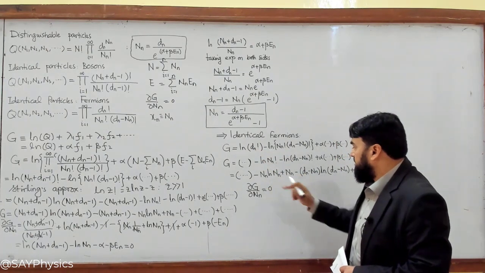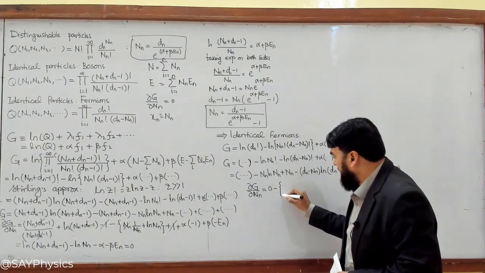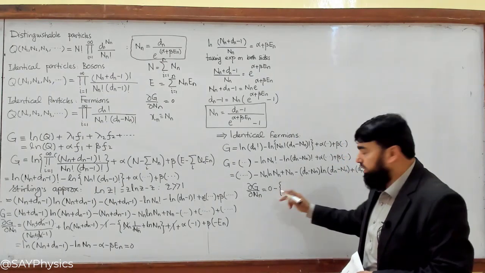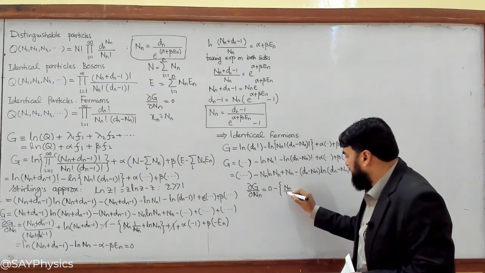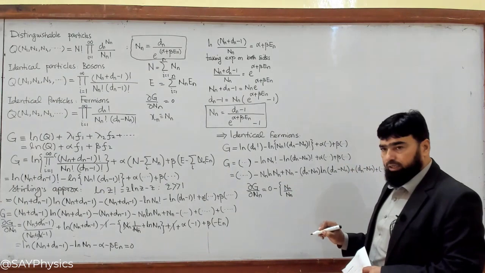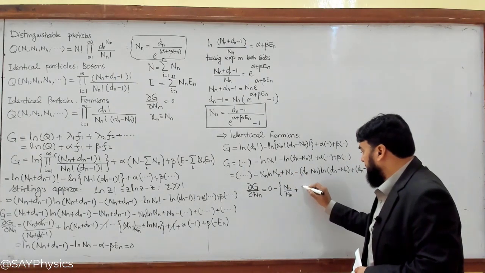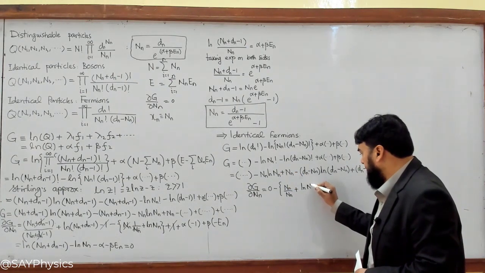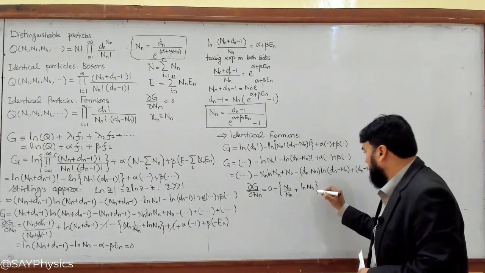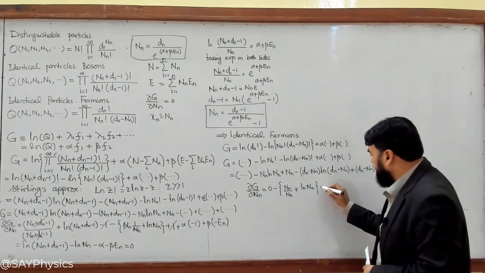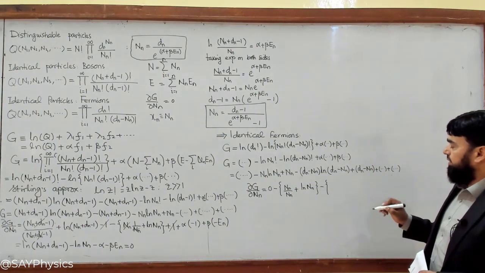Then the second term. And the second term, minus is here, so apply the product rule with respect to Nn. First function into derivative of the second function is 1 over Nn. Then plus second function and derivative of the first function is 1.